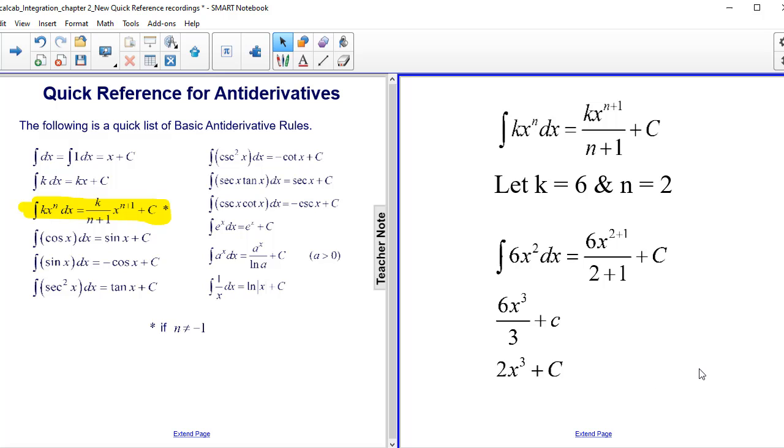And if you'd like to take a little time on your own, differentiate 2x cubed plus c, and you should get 6x squared.